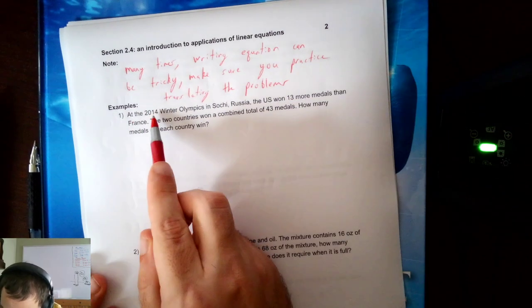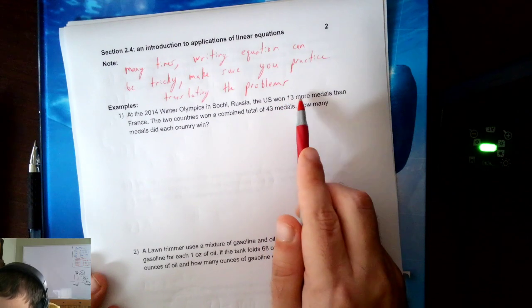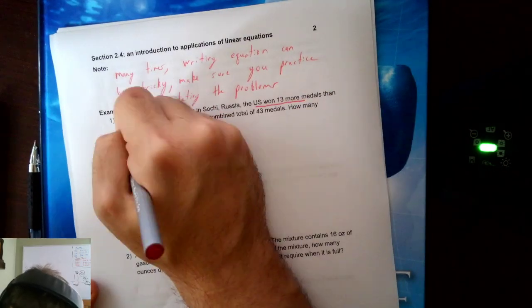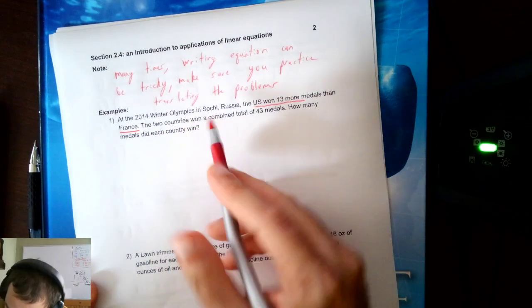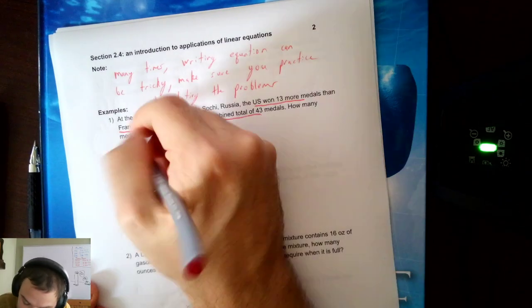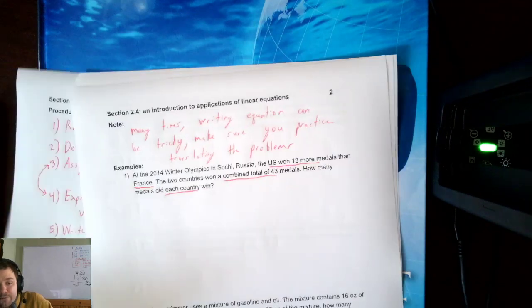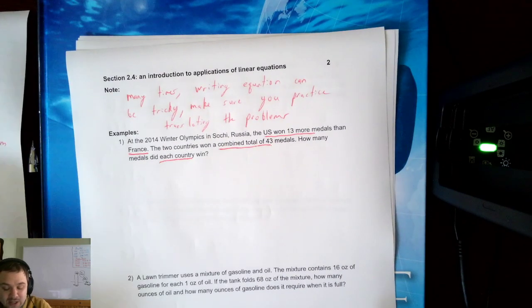At the 2014 Winter Olympics in Sochi, Russia, the U.S. won 13 more medals than France. I'm going to underline that. The U.S. won 13 more medals than France. The two countries won a combined total of 43 medals. How many medals did each country win? So, it might be handy for you to keep this list next to yourself. I'm going to keep it separate so I can refer to it as we need.